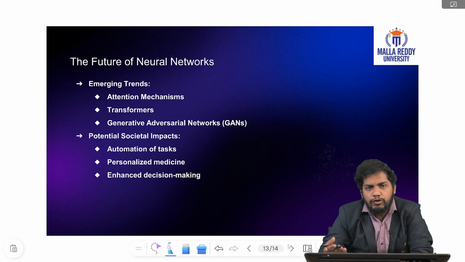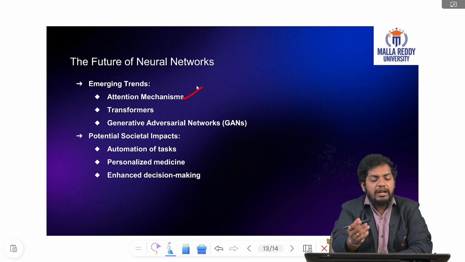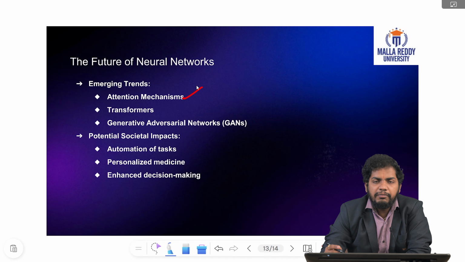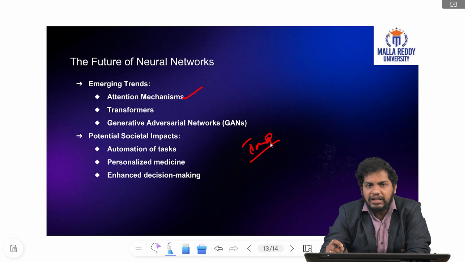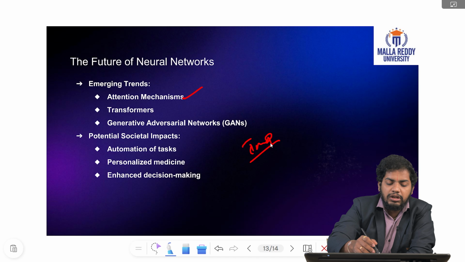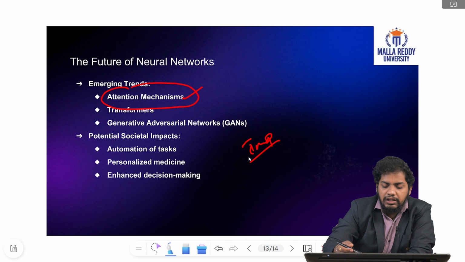Next, what is the future of neural networks? Where is it going? Emerging trends include attention mechanisms. These attention mechanisms focus on important things rather than the entire context. The important context of a particular conversation or training will be taken into consideration, and focus will be over that rather than on the entire training.